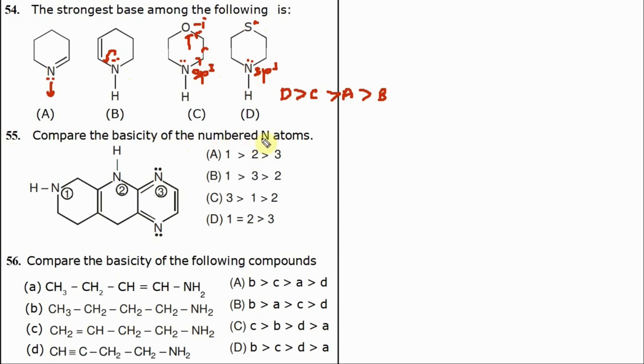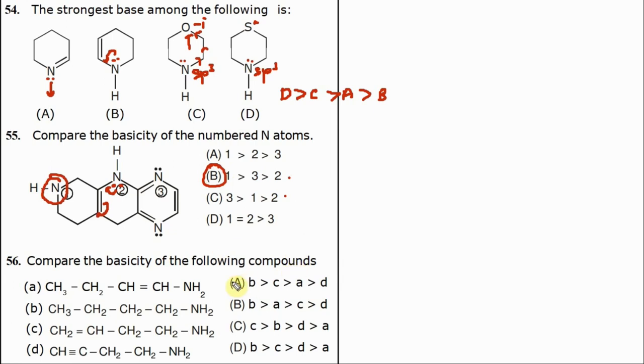Compare the basicity of the numbered atoms. You're looking for resonance. See, this is in resonance. So 2 is the least. So it is one of these two options. Now look at this. This is a secondary amine. This is an aromatic or aryl amine. Even though aromaticity doesn't need the lone pair on this nitrogen, this is an sp2 nitrogen. It is pyridine, right? So you have 1 greater than 3 greater than 2.